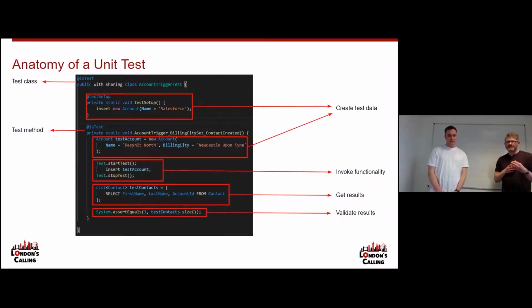And finally, there's a validation step. In this case, we use the keyword assert equals, and what that means is we're looking at the number, which is 1, and how many contacts have been created, and we're hoping that they're going to be the same. So hopefully that'll help you a little bit if you have to go and look at an Apex test.